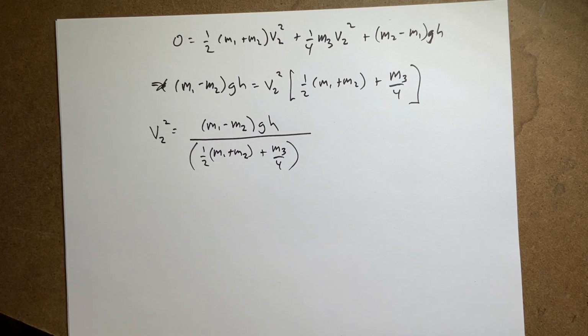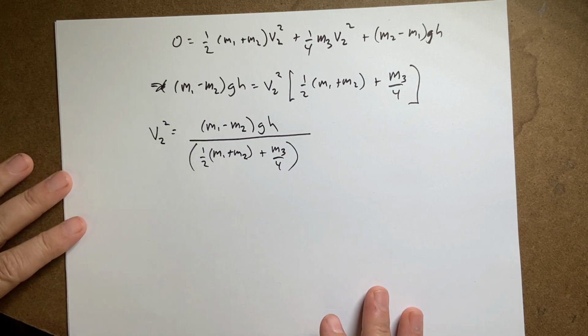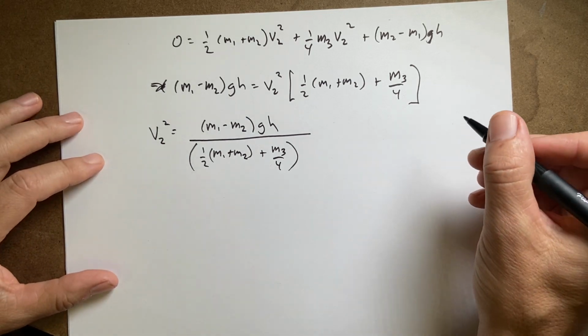I can solve for v by taking the square root of both sides, but I'm not going to do that. But if you did it, it'd be cool. I'm cool with that.